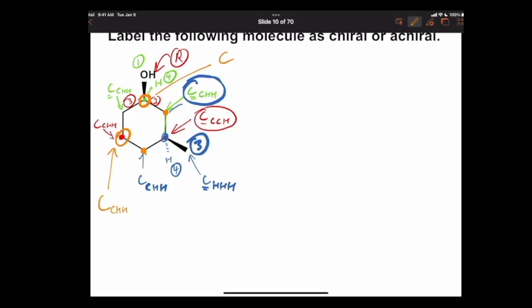Up top, it is what? What are the 3 things attaching to this center now? We have oxygen and carbon and hydrogen. Who wins? Top or bottom? So, number 1, number 3, number 2. If you put your hand on number 1, lowest priority is already away from you. Put your hand on number 1, right or left turn to go to number 2? So this is an S center.